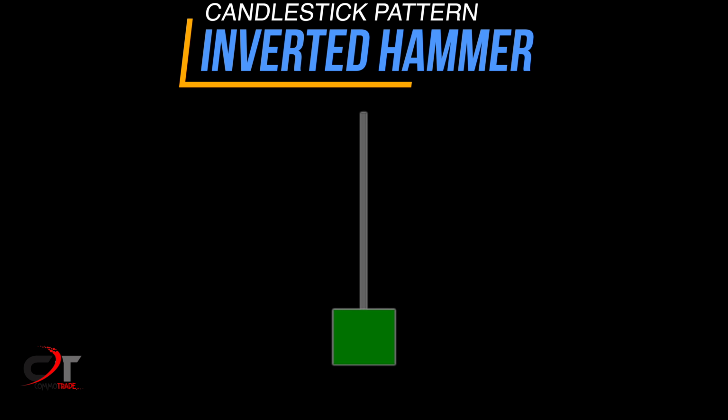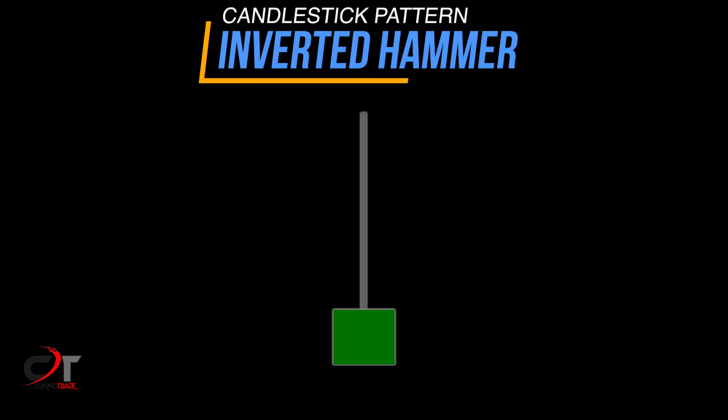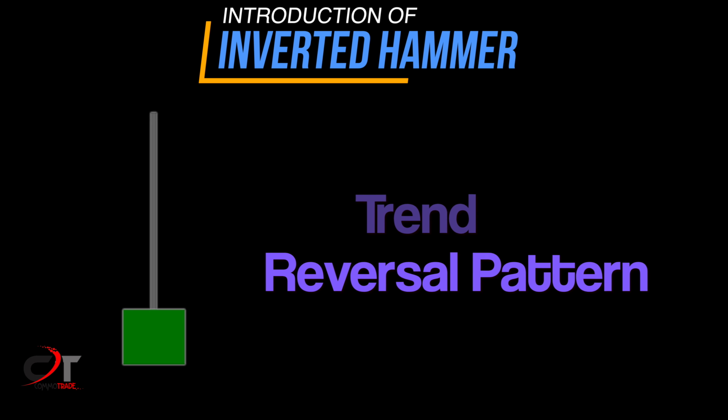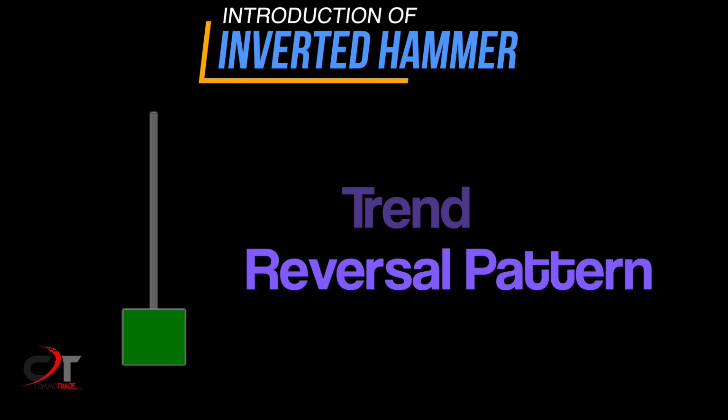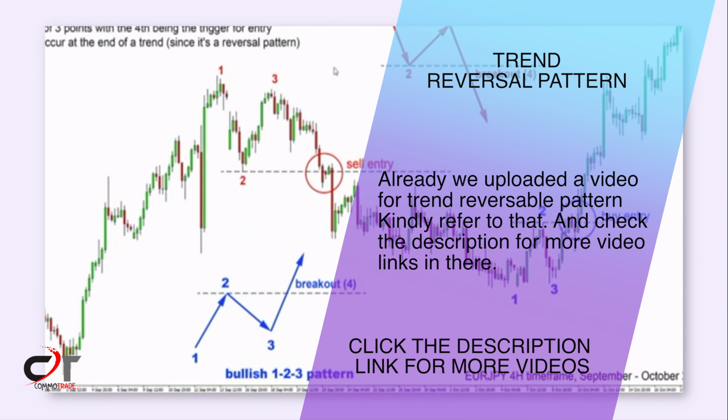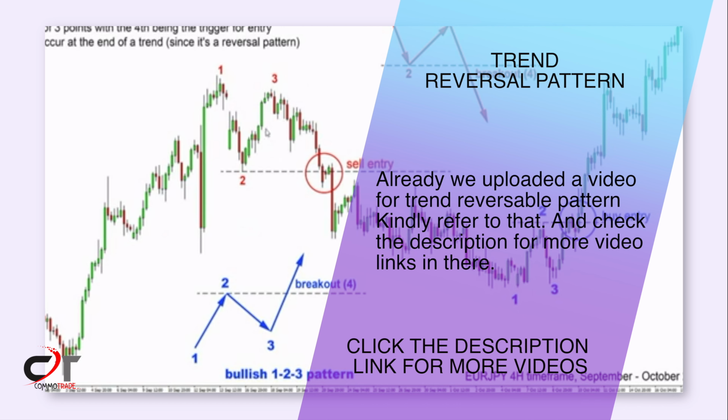Inverted hammer. The inverted hammer candlestick pattern in Japanese candlestick charting techniques. The inverted hammer is a bullish pattern and is a trend reversal pattern in candlestick charting techniques. We already uploaded a video for the trend reversal pattern, kindly refer to that and check the description for more video links.